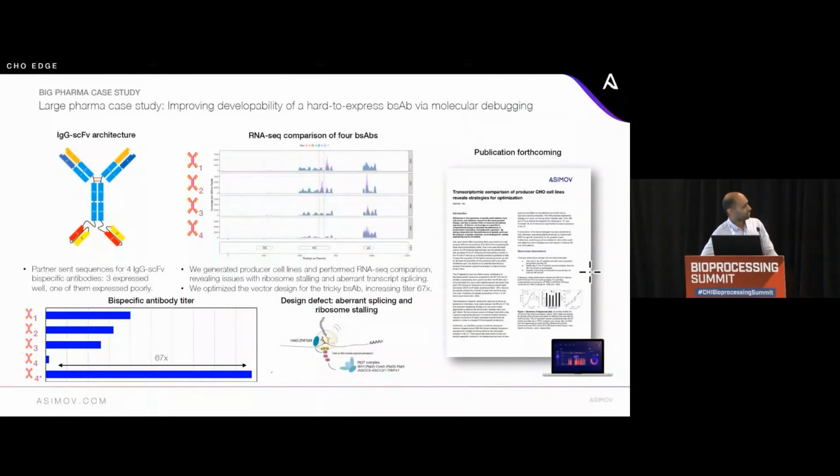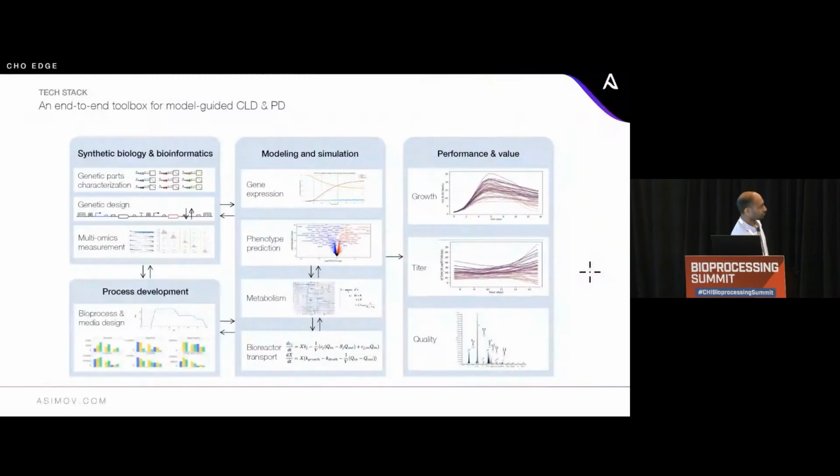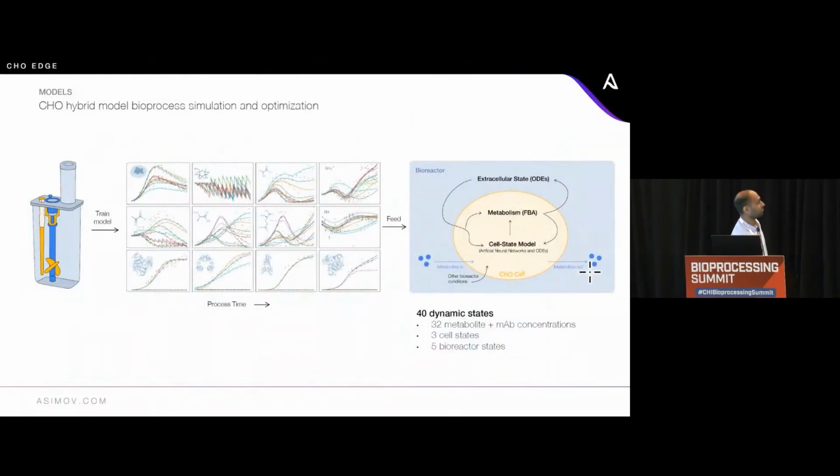So with that, I'm going to step on to the final section of the talk, which is around how do we think about bioprocess design? So I've told you a lot about how we think about what goes into the cell, but how do we think about what goes around the cell, the bioprocess design? And so to that end, we've developed an entire set of models here that can allow us to predict, given the process variables and the metabolites, what's the end titer going to be?